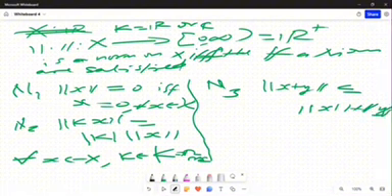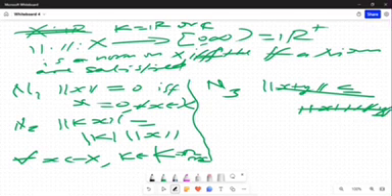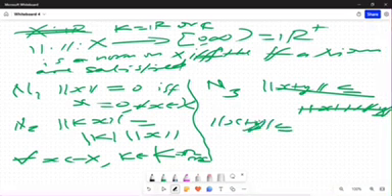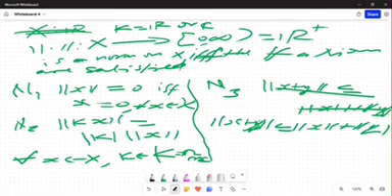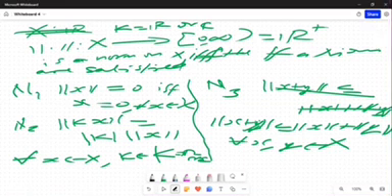I don't know if you can see it very well. Let me write here. Norm of x plus y is less than or equal to norm of x plus norm of y. I just want to be as clear as possible. This will happen for all vectors x, y in the linear space X.